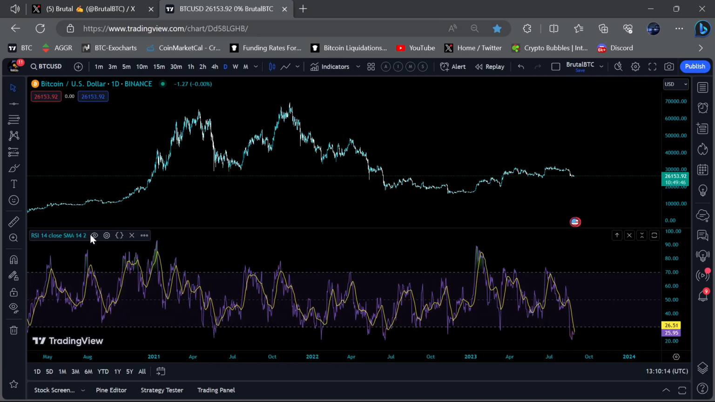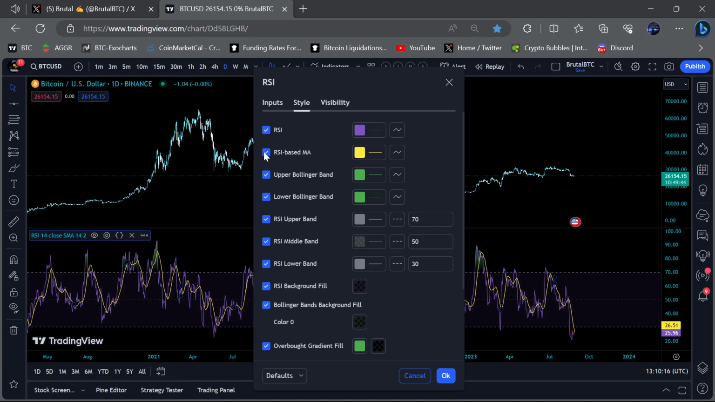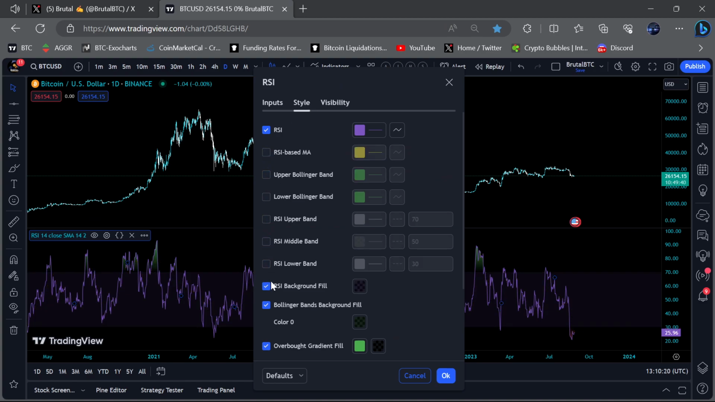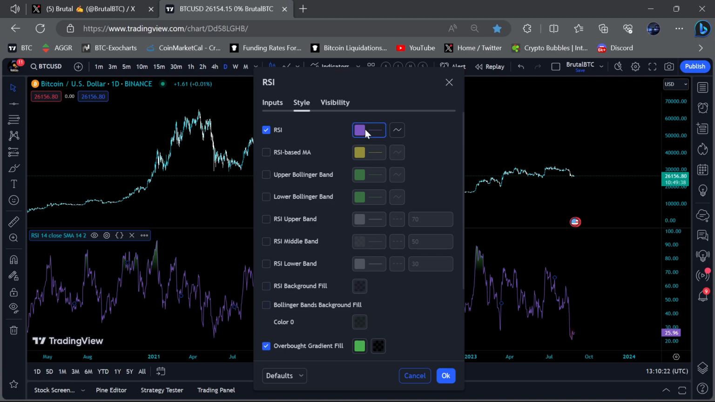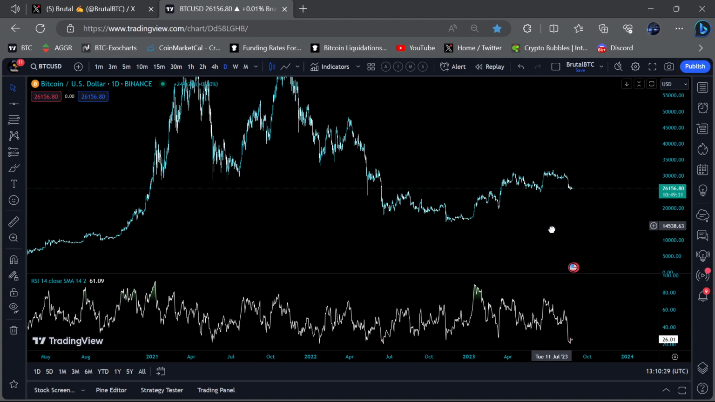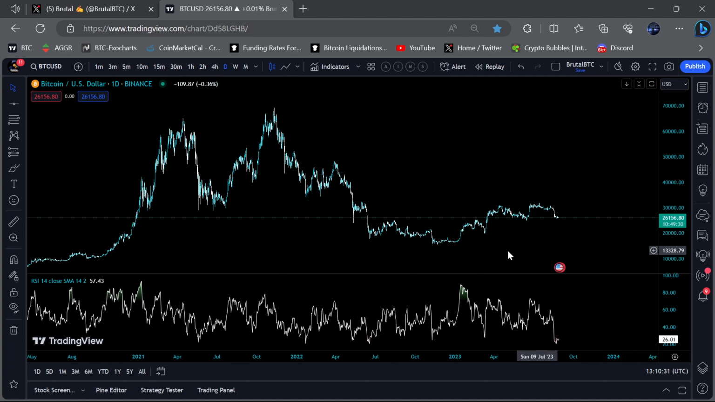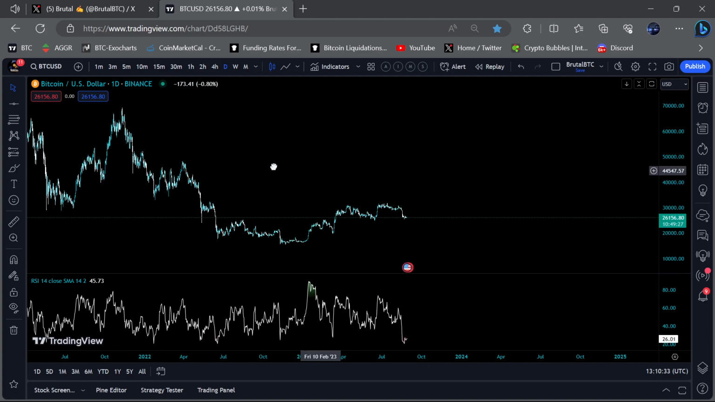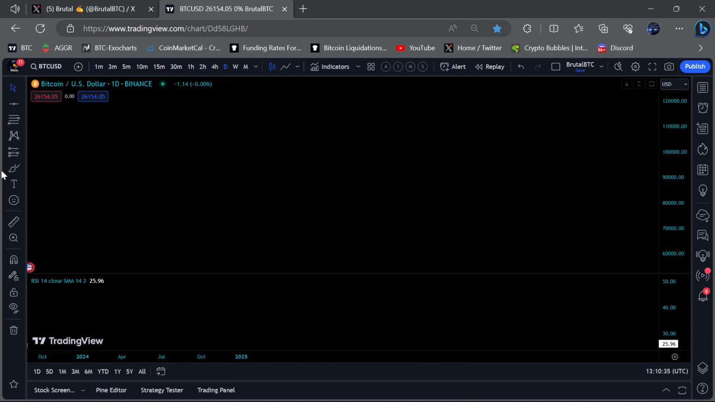How you guys can basically use RSI as an indicator. Just remove every single thing from your indicator. Go to style, remove everything, change the color to whatever you think is better for your eyes. Now what you guys have to see on RSI is, you guys just have to see divergences. I will show you an example.